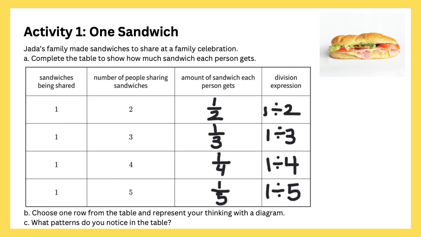All right. B says, choose one row from the table and represent your thinking with a diagram. So I'm going to do, let's see, how about I choose 1/4. We're going to go with the third column down, so we're going to do this one here. So I have one sandwich, and I have 4 people. So that means that we're going to want to break this up into 4 equal parts. And I'm going to represent 1/4. So each person will get 1/4.